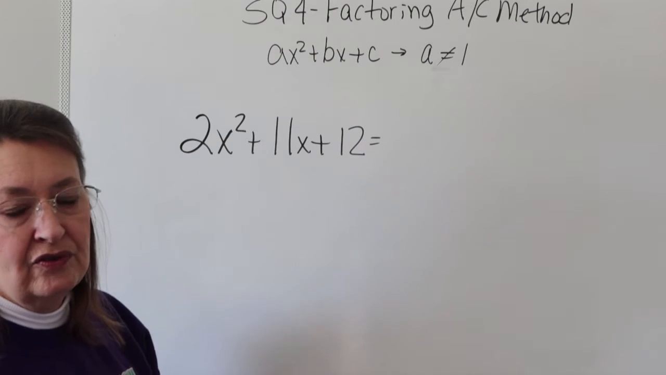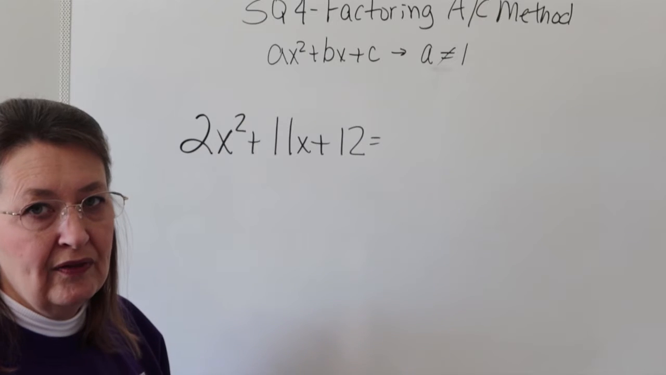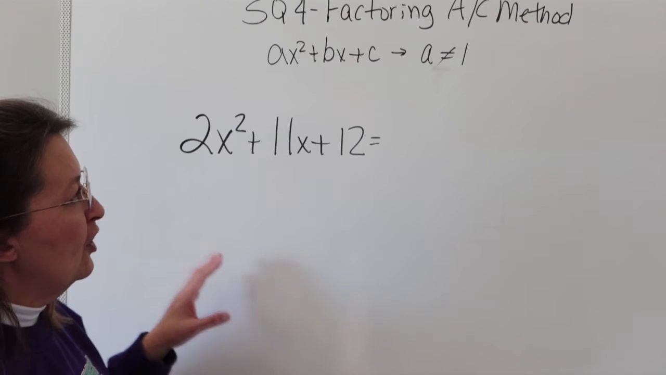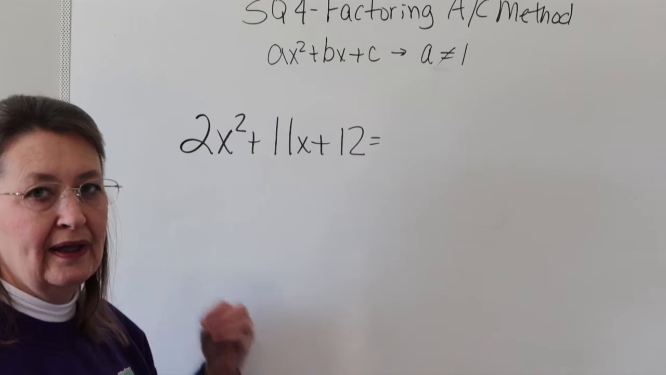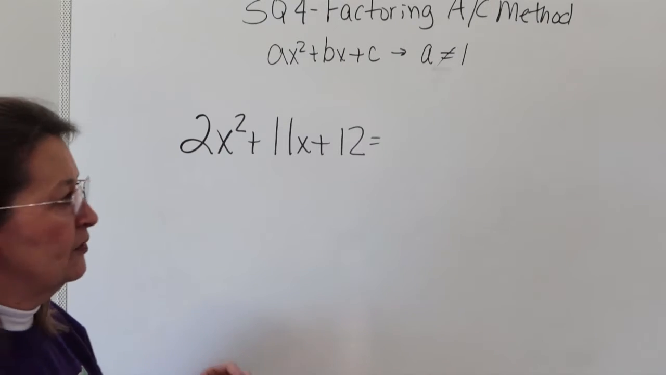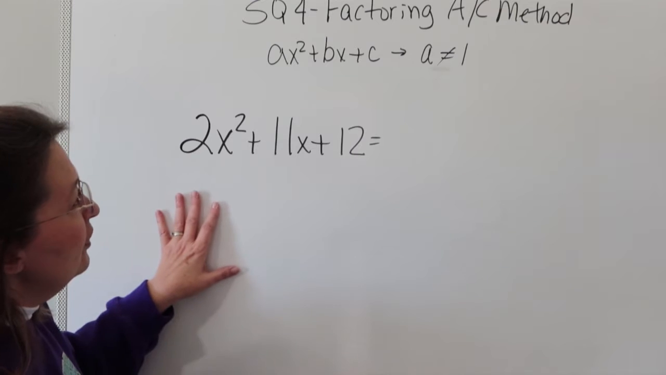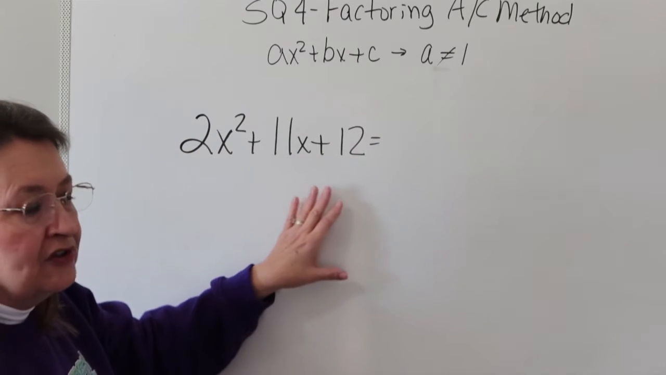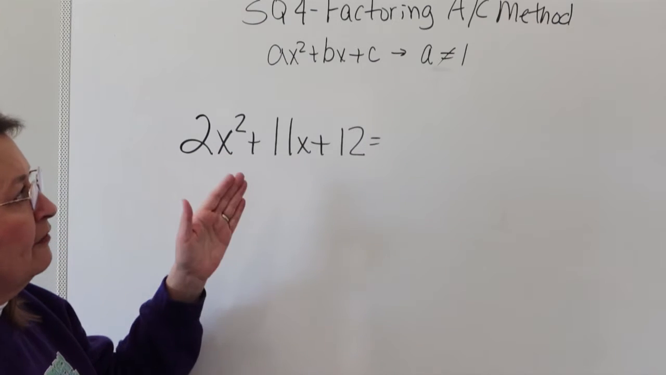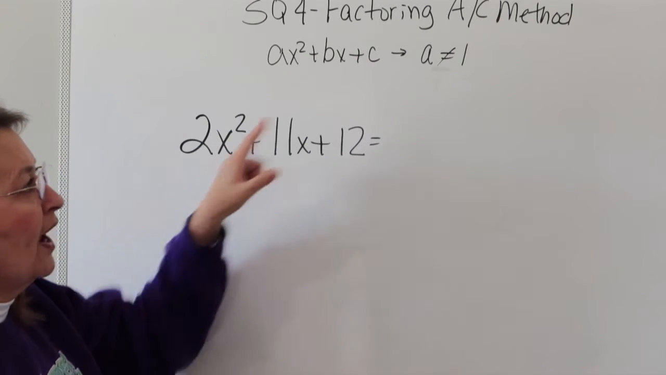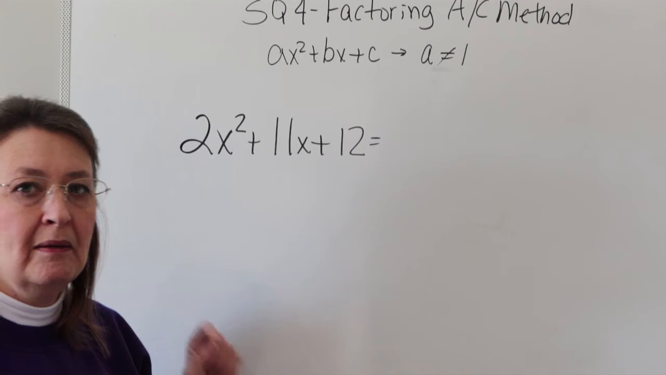When I was in school, we used to use something called the trial and error method, and that was a nightmare. So this may be harder to wrap your head around, but it works a lot faster. Now, once you've analyzed your problem, I do have a trinomial, it is quadratic, I need to factor. Since I have a number here, I must use the AC method.